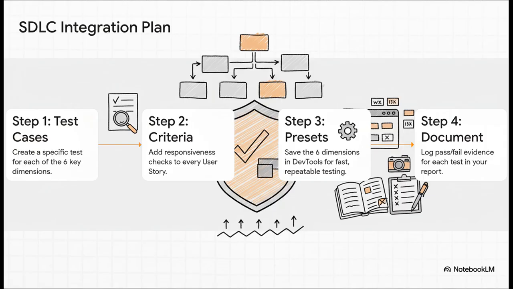It's simple. 1. For each of those key dimensions we talked about, you create a specific test case. 2. You bake this into your process. Every single user story you write should have an acceptance criteria that says works on all target viewports. 3. Work smarter, not harder. Save these dimensions as presets in your dev tools so you can test with a single click. And finally, step 4. Document everything. Take screenshots, log the results. This is the proof you'll need for your final report.